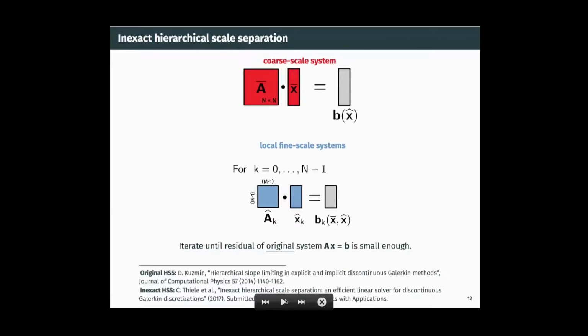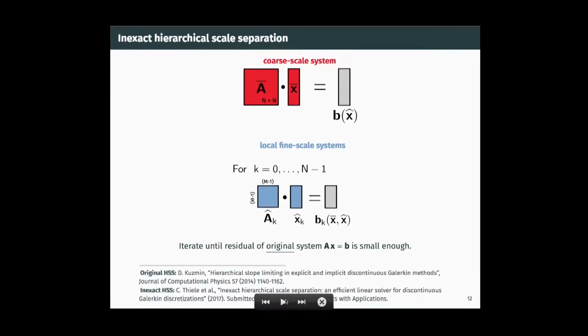This equivalent formulation of the linear systems leads us to the original hierarchical scale separation algorithm, which just starts with an initial guess, then computes the right-hand side up here, solves for x bar, the piecewise constant part of the solution, plugs that into here, gets the right-hand side, solves for x hat, and iterates between these two linear systems until the solution converges. That was introduced by Dmitri Kuzmin in this paper in 2014. And we introduced two modifications to this algorithm.